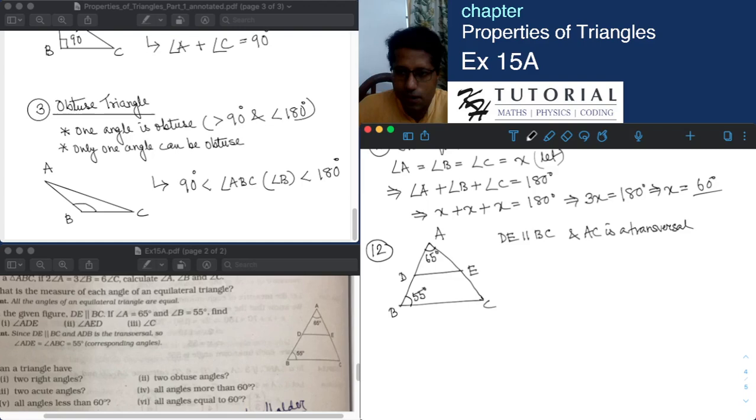So we have DE parallel to BC, and we can clearly see that AC is a transversal which is intersecting the lines DE and BC at the distinct points E and C. So this implies that angle C is equal to angle DEA.